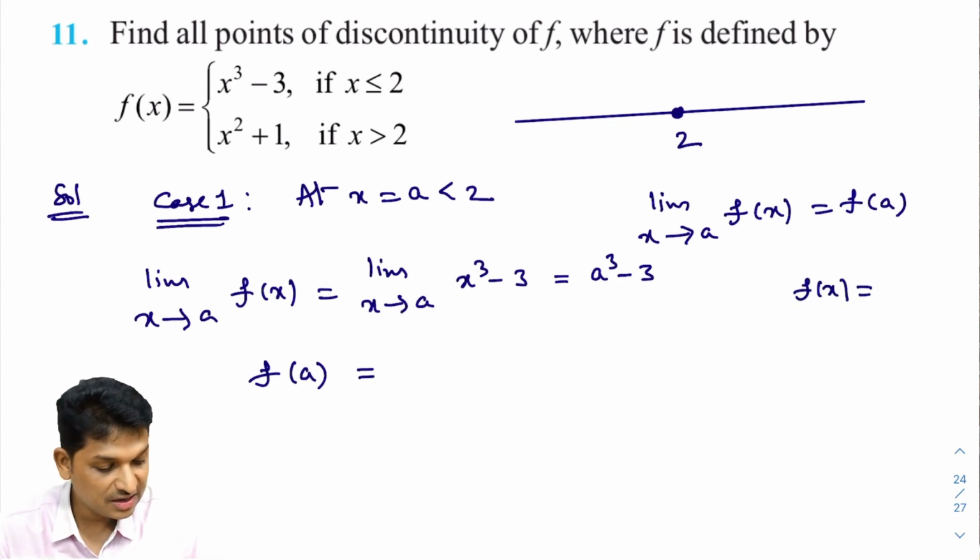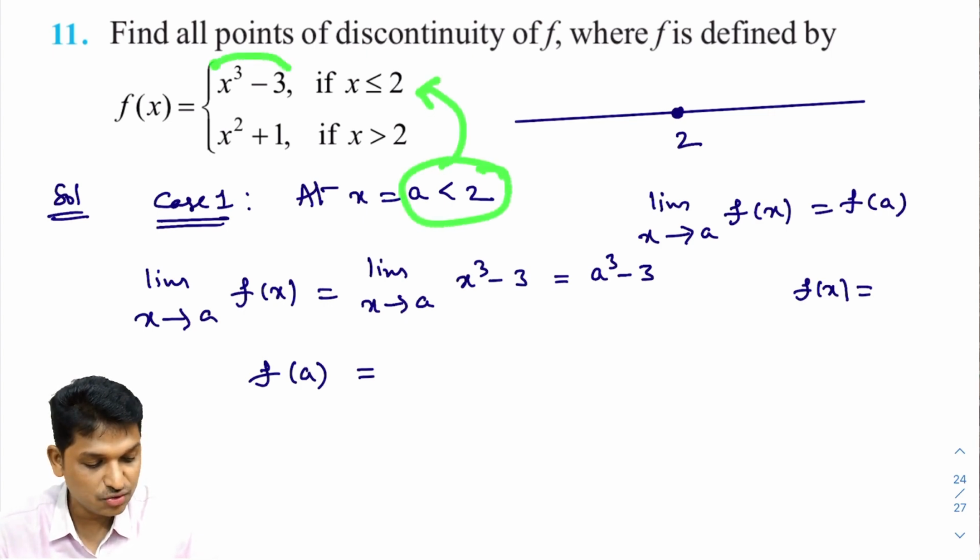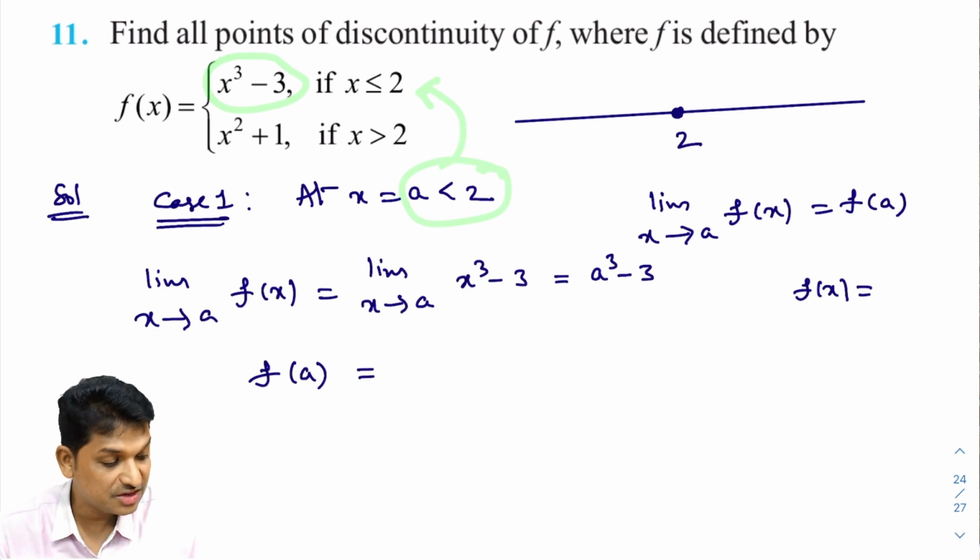F of x. Here, what is a value? A value is less than 2. When a value is less than 2, which function to choose? This function. What is this function? X cube minus 3. This function is x cube minus 3.